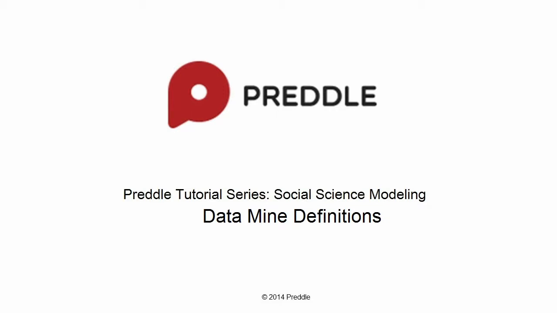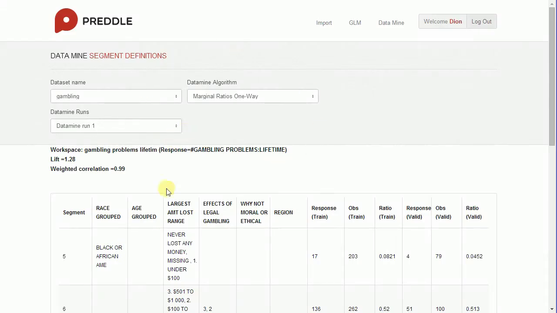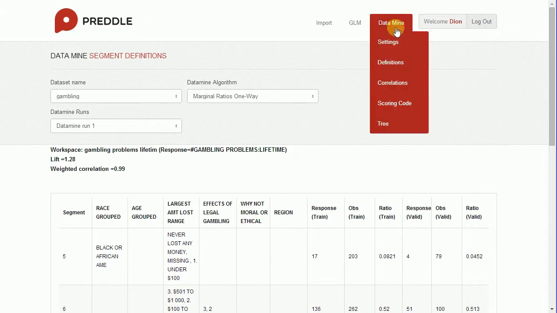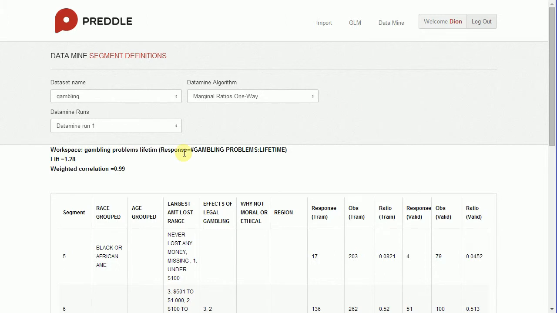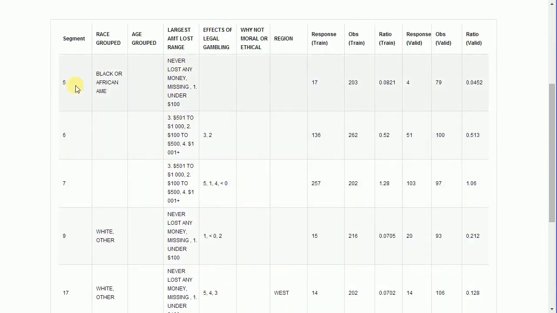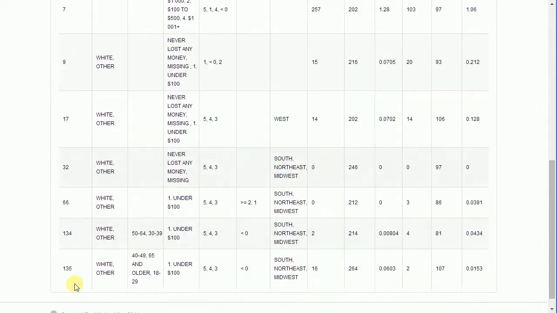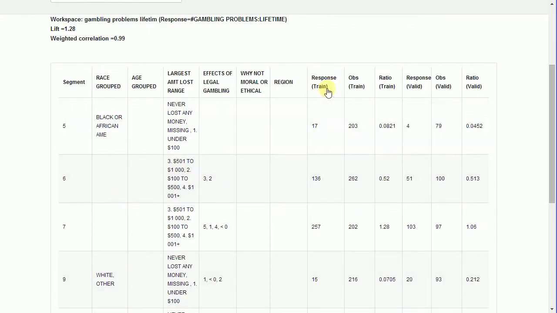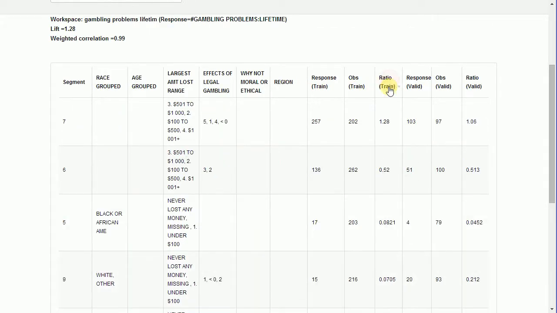When a data mine run finishes, we get taken straight to this definitions page. We can also access it at any time by selecting definitions from this navigation menu. The data mine run that we ran in the last video created this set of segment definitions, which contains 9 different segments. Let's sort them from highest ratio to lowest.